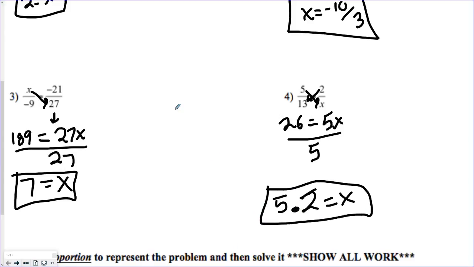So again, cross multiplication works in all these cases. It's a very easy procedure to do. Just make sure you're careful with your signs and all that, and you should be okay.